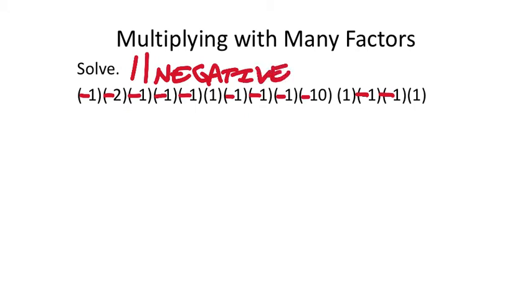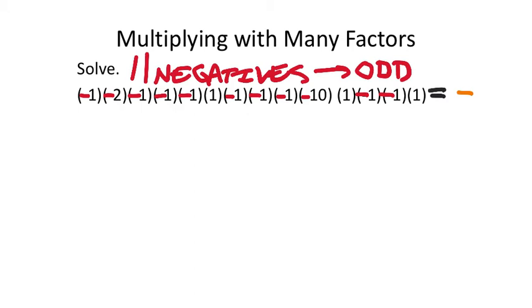That's it. 11 negatives. 11 is odd. Since 11 is odd, I would know that the answer is negative. So I'm going to put that in right now. Since there's an odd number of negatives, I know my answer is a negative. So I put my negative sign right there.